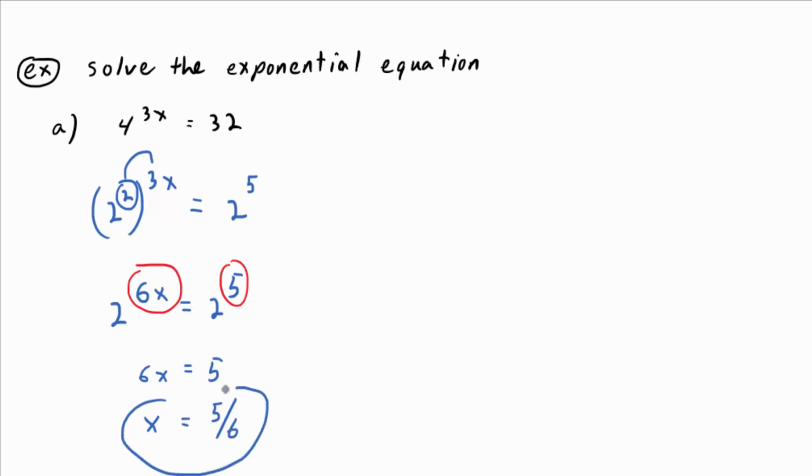Do you think you can check your answers? Yeah, just in your calculator, go 4 to the 3 times 5/6, and you'll get 32.